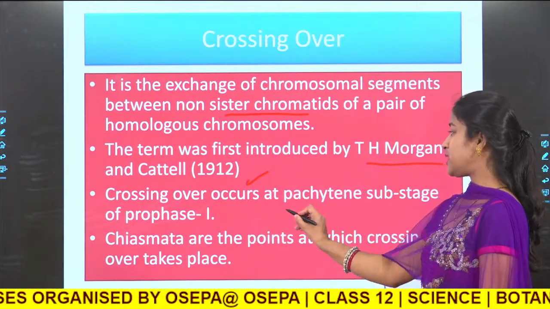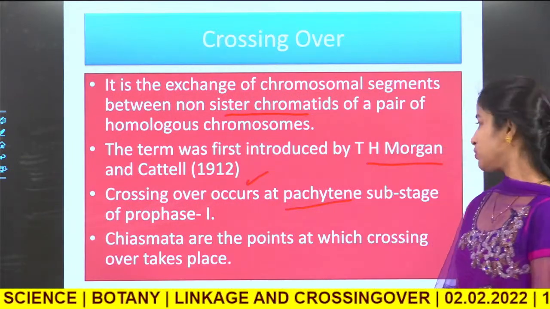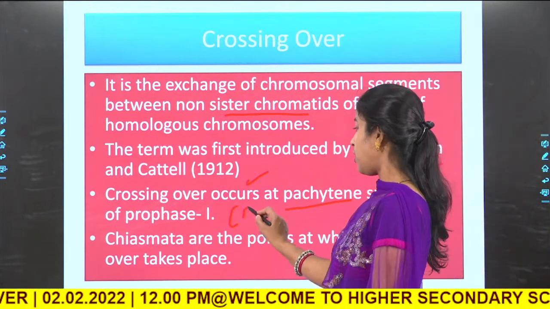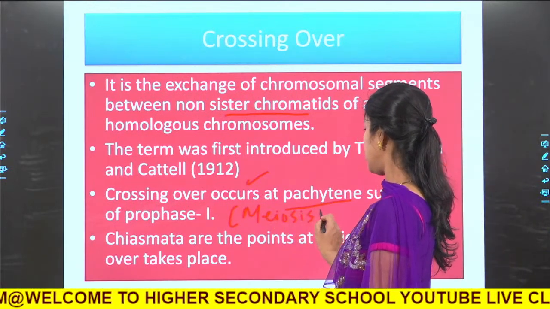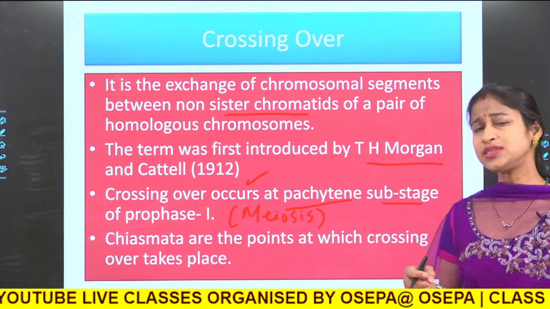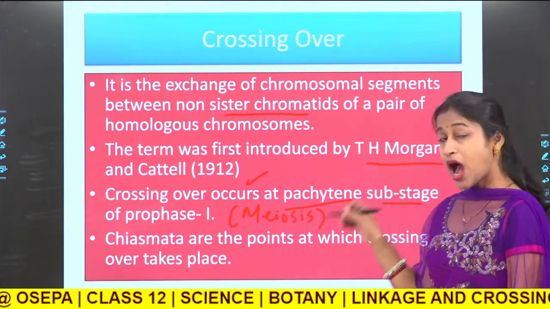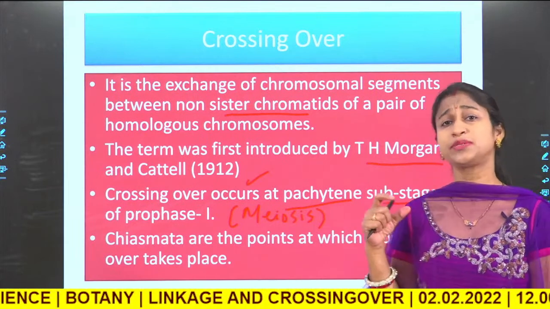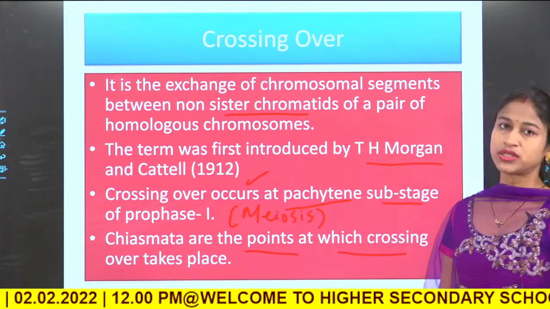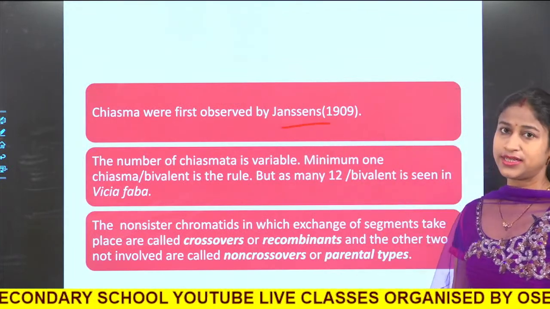The crossing over occurs at which stage? It occurs at the pachytene stage of prophase 1 of meiosis. Okay. So, it occurs at the pachytene substage of prophase 1 of which one? Of meiosis. Because as you know, mitosis does not have two phases like prophase 1 and prophase 2. So, it is in meiosis, at the stage of pachytene, that this crossing over happens. And how does it happen? It happens because of the formation of a special kind of structure known as chiasmata. So, chiasmata are the points at which crossing over takes place. The chiasmata were first discovered by Janssens in 1909.